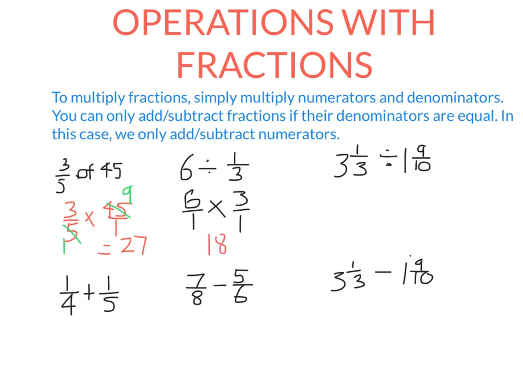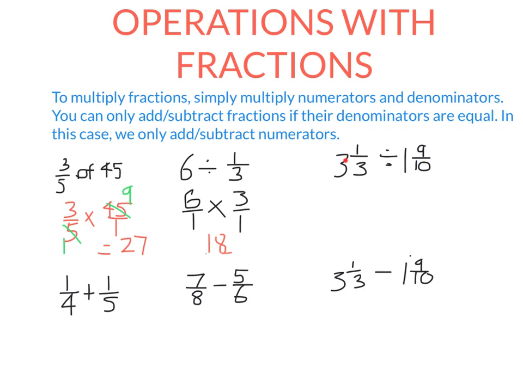So 6 times 3 is 18, 1 times 1 is 1. Of course, 18 over 1 is just 18. I don't really need to write the over 1. So how would you do these ones? Well, this is a division, so I am going to have to flip the second fraction and make it a times. The problem is I can't flip 1 and 9/10, it's a mixed number.